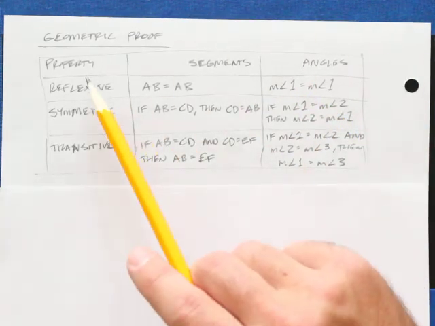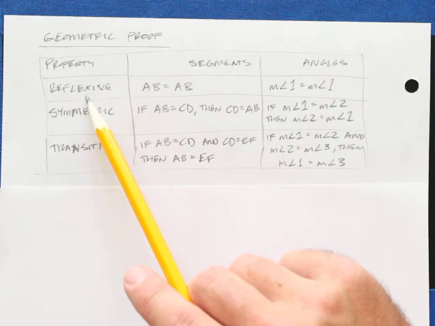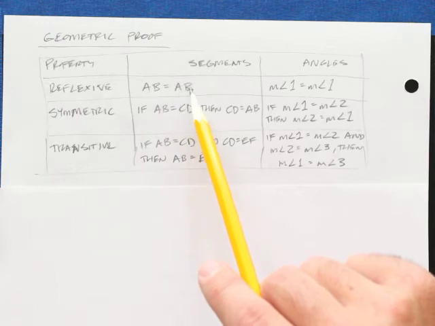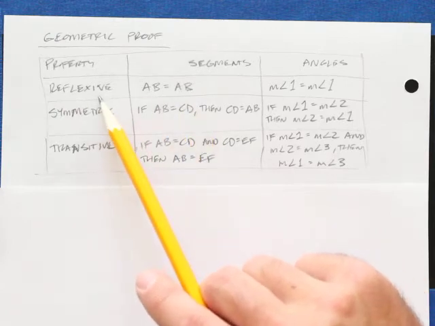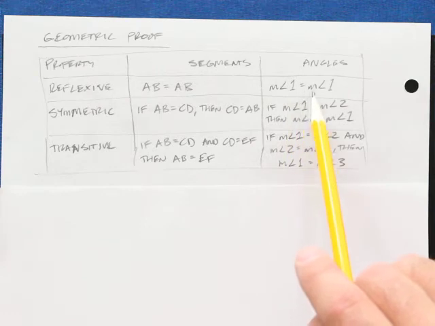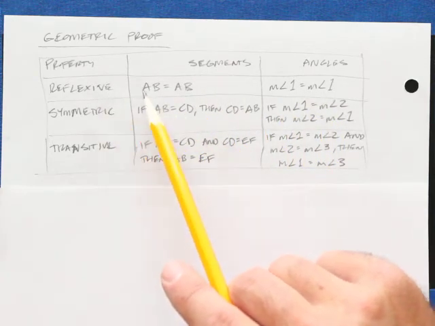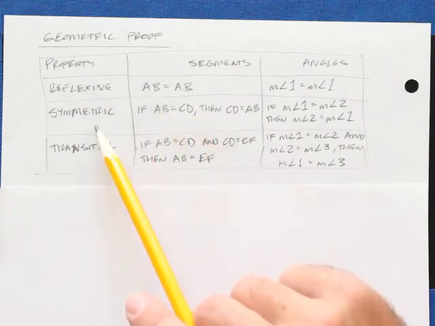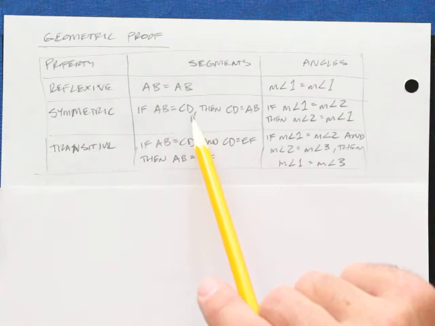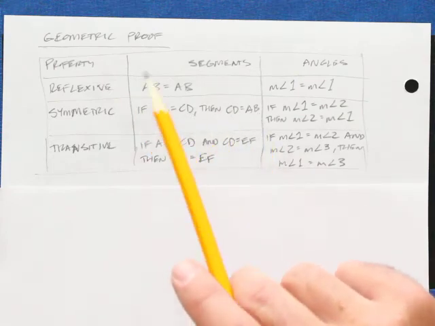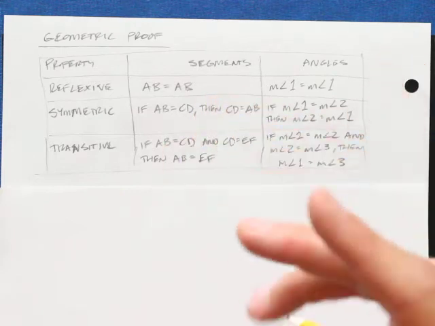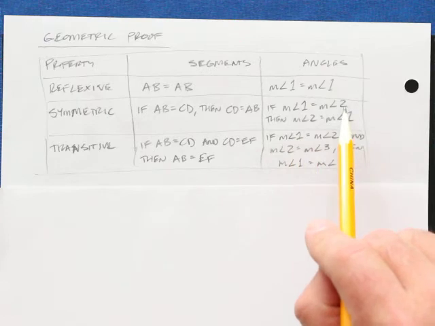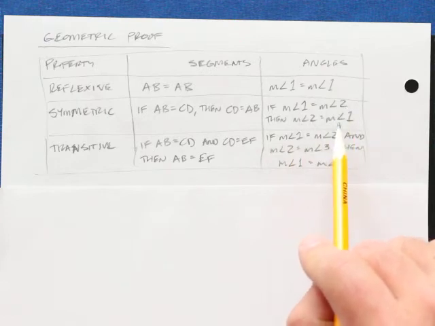So the reflexive property for segments says, if I have segment AB, then that equals segment AB. Remember reflexive earlier where A equals A? Measure of angle 1 equals measure of angle 1. So reflexive just means that the thing equals itself. Symmetric: if AB equals CD, then CD equals AB, right? So with symmetric, we can just flip it across the equal sign. Same thing with angles. If the measure of angle 1 equals the measure of angle 2, then the measure of angle 2 equals the measure of angle 1. Okay.